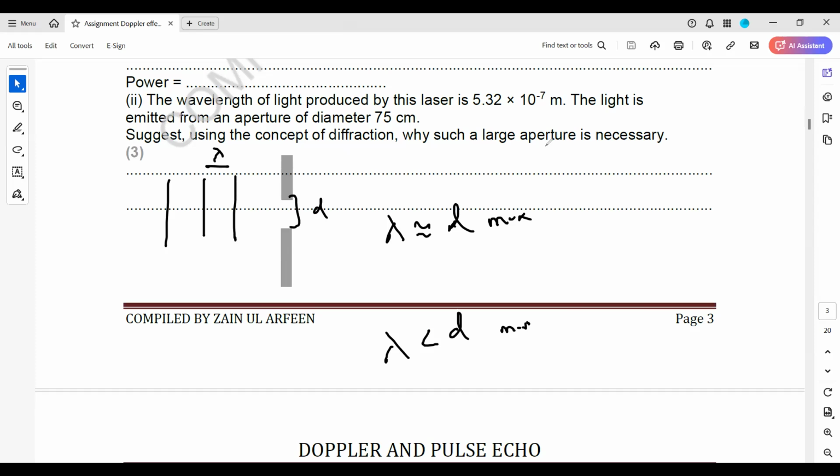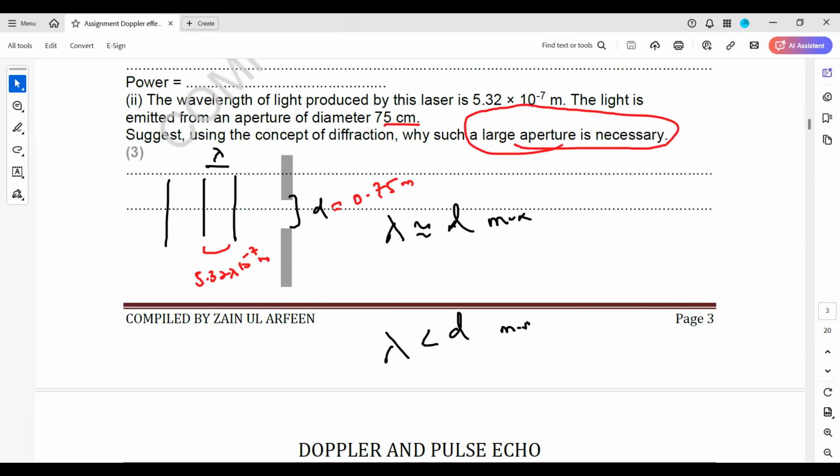So they mention that the aperture is 75 centimeters, or 0.75 meters, and the wavelength of the light used is 5.32 times 10 to the power minus 7 meters. So why is such a large aperture necessary? What is the reason why we are using a large aperture or a large gap?